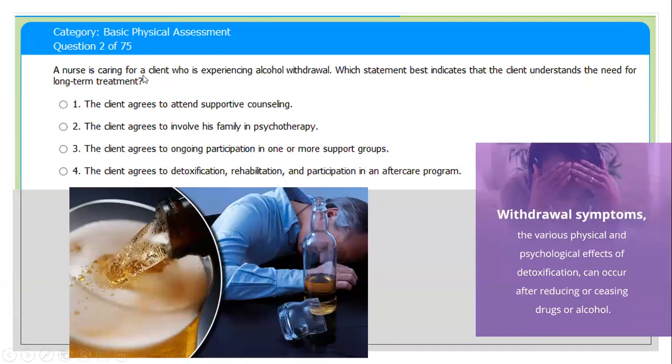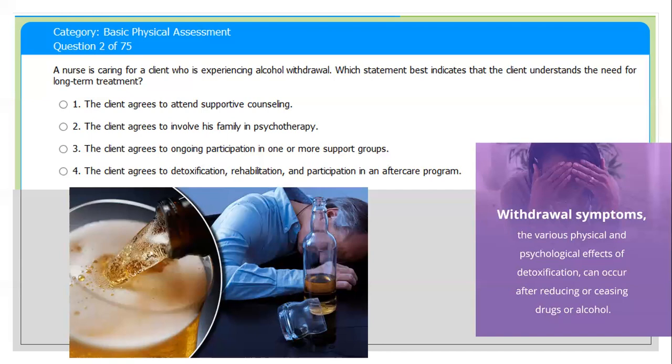A nurse is caring for a client who is experiencing alcohol withdrawal. Which statement best indicates that the client understands the need for long-term treatment? Withdrawal syndrome is very important for the NCLEX board exam. Various physical and psychological effects of detoxification can occur after reducing or ceasing drugs or alcohol.